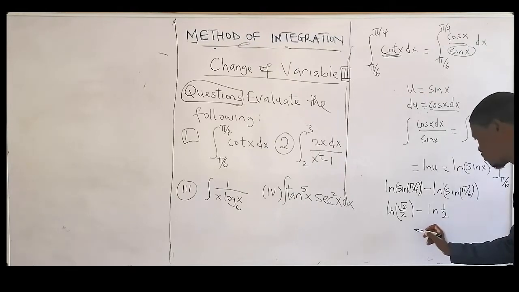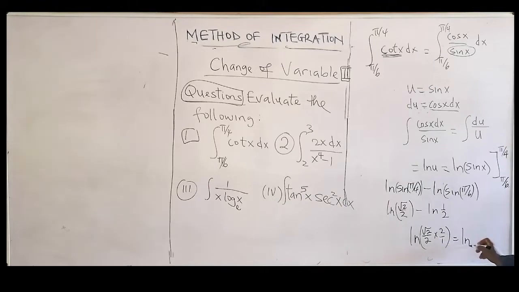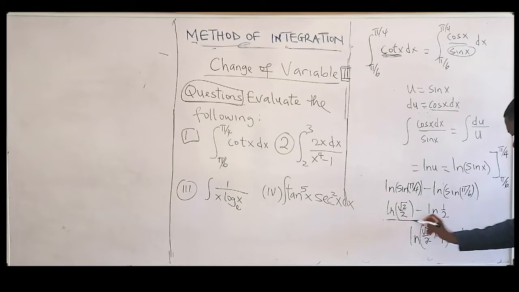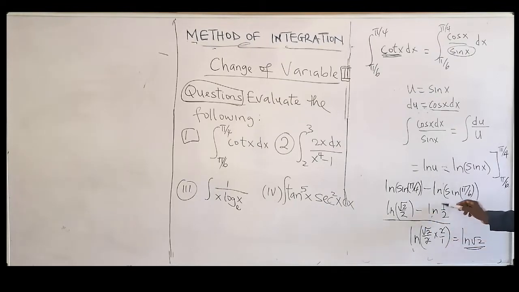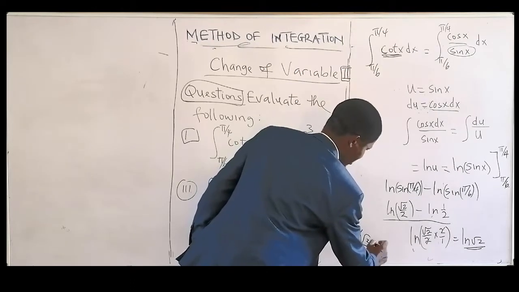If you want to combine it, it will be ln of root 2 over 2 divided by 1 over 2, which is times 2 over 1. This one we cancel, then we have ln root 2. So you can leave it this way if you like, but you can go on. Since you are subtracting, you can use the law of logarithms: ln of root 2 over 2, divided by 1 over 2.